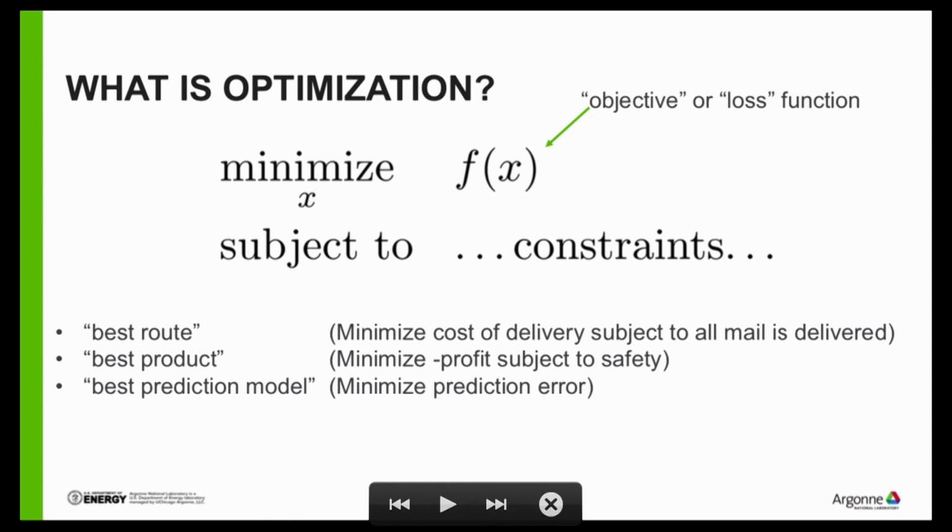It's standard to write problems as minimization, but of course you could be maximizing. And if you want to write it as a minimization problem, you put minimize -1 times your objective. So for example, if you want to maximize profit, you could write it as minimize negative profit. So finding the best product could be minimize negative product subject to safety. And you don't need constraints, of course. So you could be looking for, say, your best prediction model by minimizing prediction error. So those are some general optimization examples.